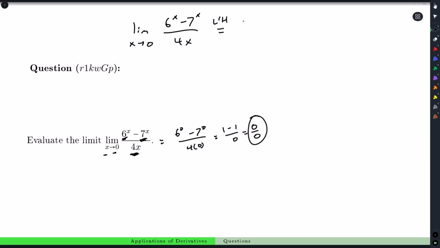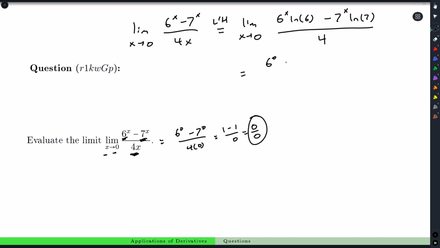Okay. So we'll differentiate the top. What's the derivative of 6 to the x? Well, we know that's 6 to the x ln 6, minus the derivative of 7 to the x, which is 7 to the x ln 7, and differentiating the bottom, 4x goes to 4. Now this gives me hope, because now I know when I plug in x equals 0, I'm not going to get division by 0. So there's not going to be that issue. So this should now be continuous at 0.